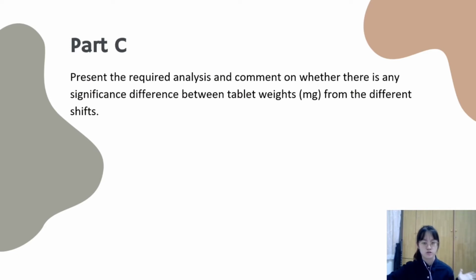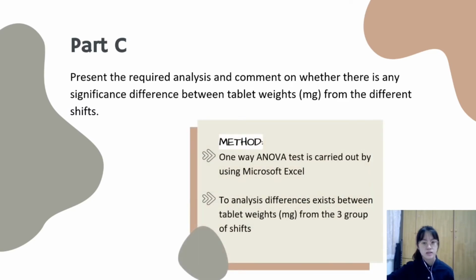Let's move on to Part C. Present the required analysis and comment on whether there is any significant difference between tablet weights from the different shifts. The method used is the one-way ANOVA test, which is carried out using Microsoft Excel. This is because the ANOVA test is used to analyze the difference between the means of more than two groups, which in our case there are three groups in total, which are morning, evening, and night shift.